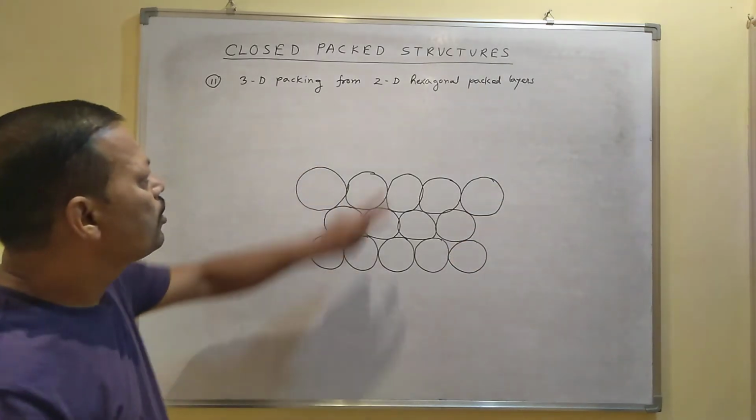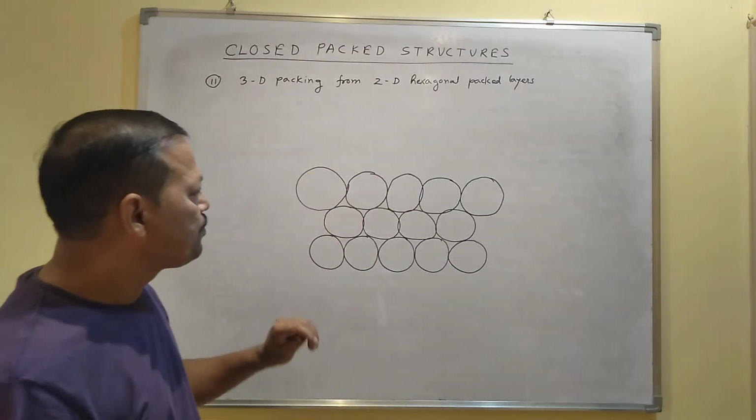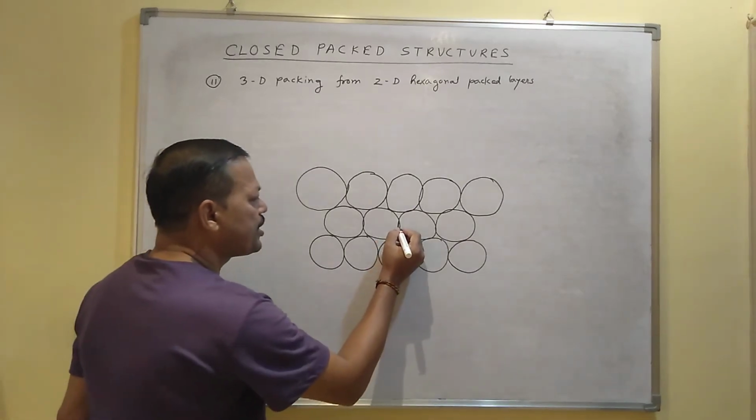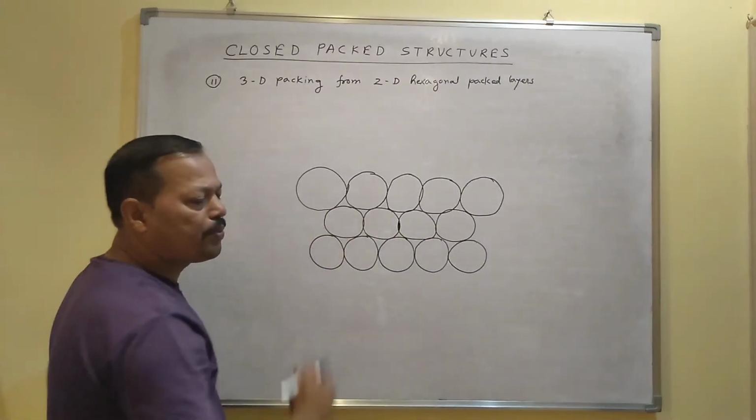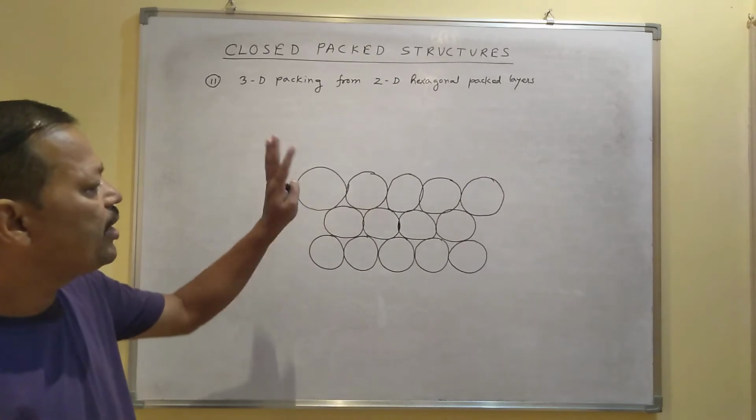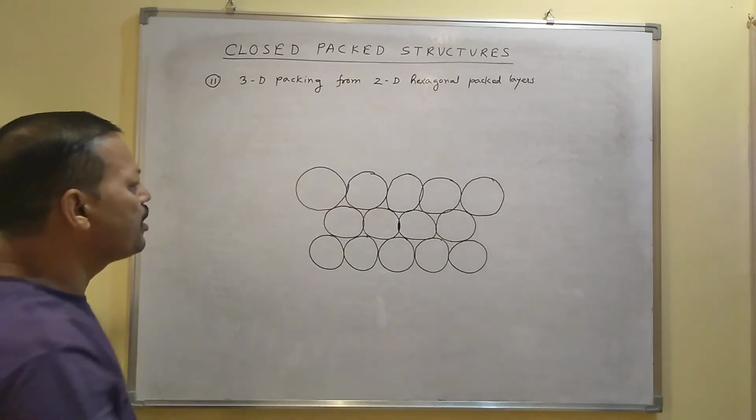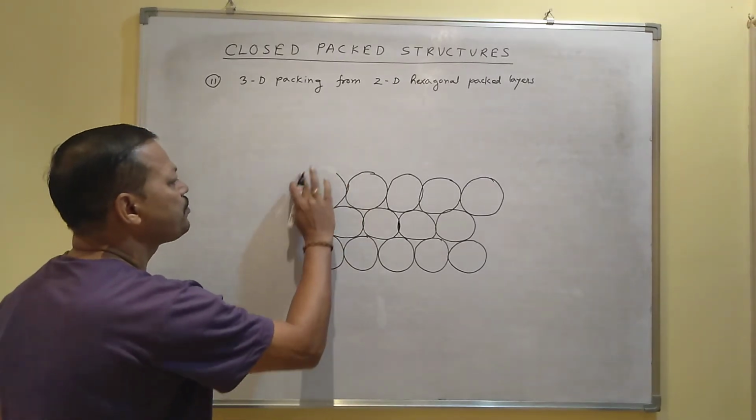This is called 2D hexagonal packing, because one particle is touched by 6 other particles, and this type of packing is called hexagonal close packing in 2 dimensions. This is in 2 dimensions. Now we'll make it 3D.